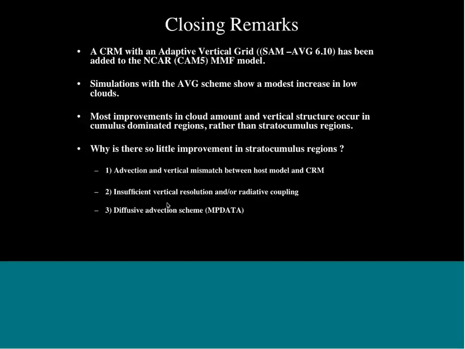My best hypothesis at this point is that there's an advection problem due to the vertical mismatch between the host model and the CRM. That's to say, while I'm adding vertical levels, those vertical levels are only being added in the cloud resolving model. They're not being added to the host model, which continues to run with 52 levels. And so advective tendencies are still on that coarser grid and still may contain some footprint of the coarser grid.